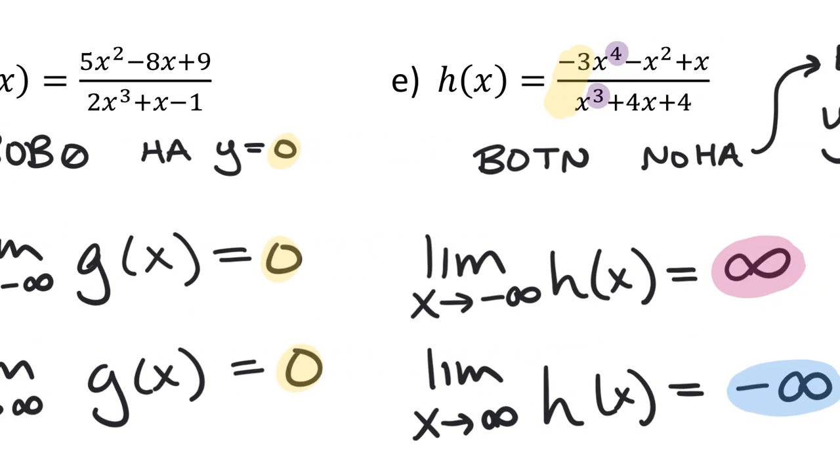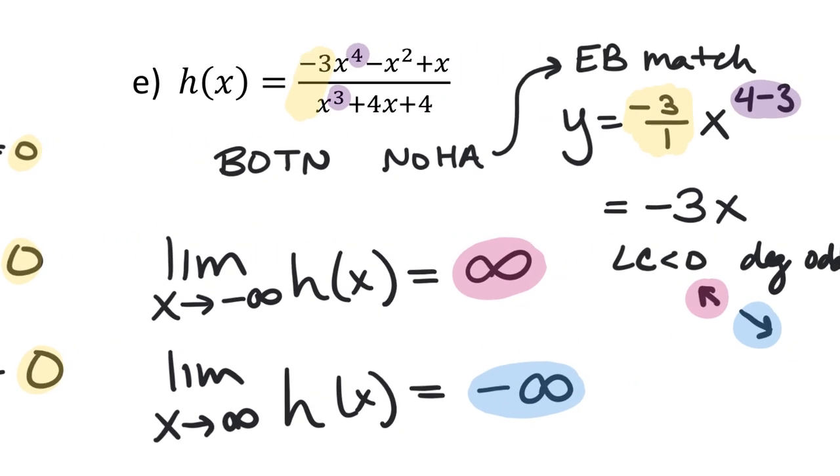For the last one, because this is Botten, we have to pause. Botten tells me there is no horizontal asymptote. So I have to think for a second what its end behavior might be, because it's not going to have a flat line that the graph gets close to on the edges. What we do is we look at the leading coefficient of top and bottom and the subtraction of the degrees, top minus bottom. If this was a polynomial, it would just be negative 3x, which is a negative leading coefficient and an odd degree polynomial.